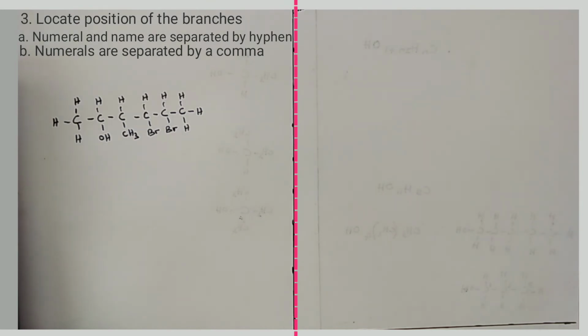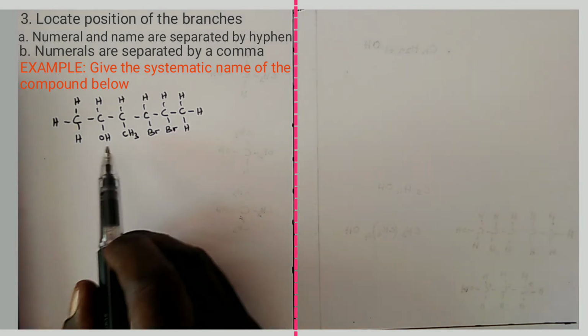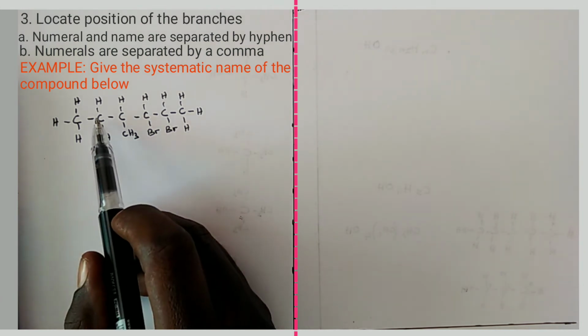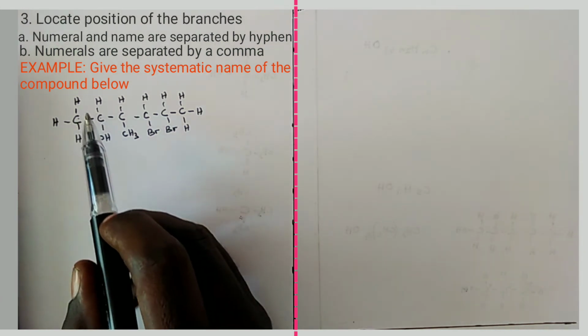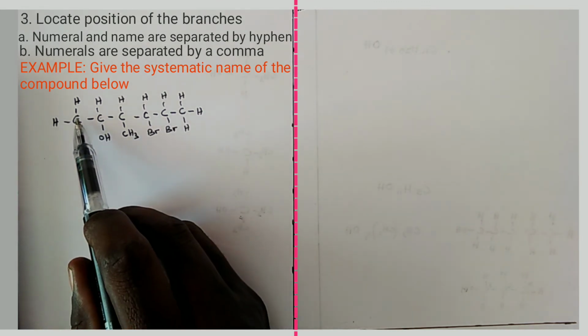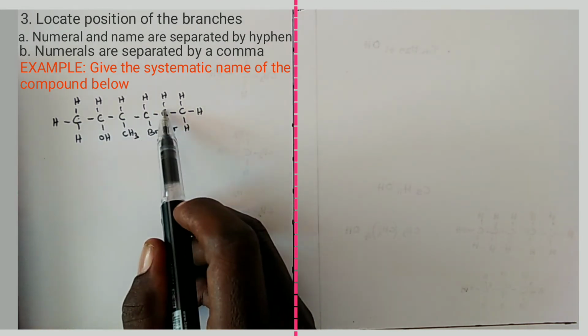Now, give the systematic name of the compound below. The first thing you're supposed to do is identify the longest continuous carbon chain which contains the hydroxyl group. This is where I have the hydroxyl group, so from here I can count: 1, 2. I can say 1, 2, 3, 4, 5. I can say 1, 2, 3, 4, 5, 6.